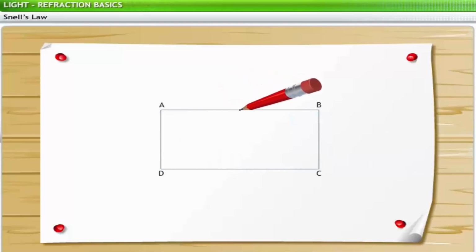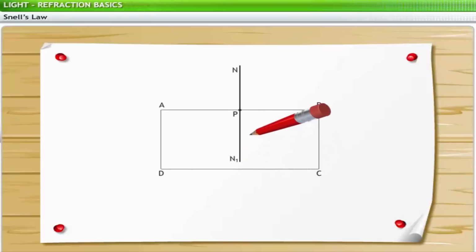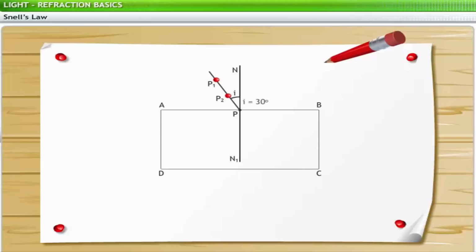Then we mark a point P on side AB and draw a normal NPN1. In the next step, we fix two pins, P1 and P2, at an angle of 30 degrees to the normal in a vertical position. A minimum of 5 centimeters of distance is kept between the pins to ensure that the points are easily distinguished. Now the glass slab is placed back on the paper the way it was before.